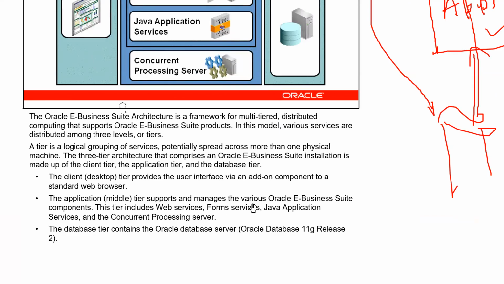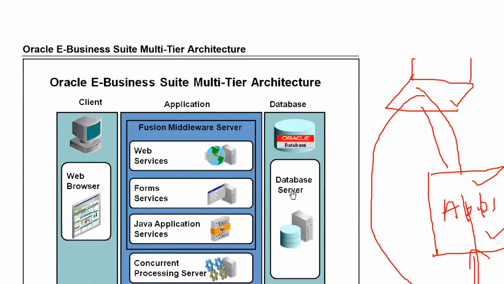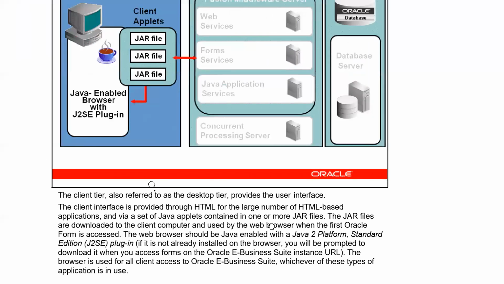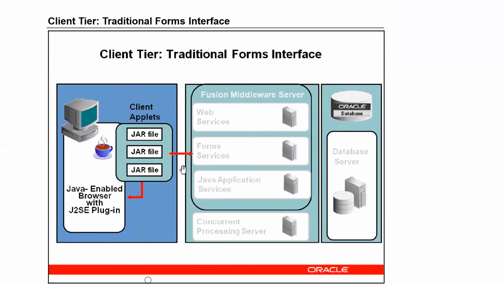The application tier supports and manages the various Oracle E-Business components. The tier consists of web services, forms services, Java application services, and concurrent processing server, which we are going to see. And this is the database tier. So now he explains each of them. Everyone has to have a basic understanding about what is there in the client tier, and how the jar files have been created.